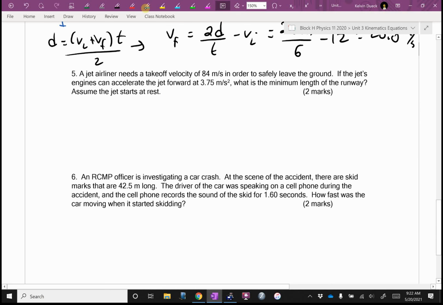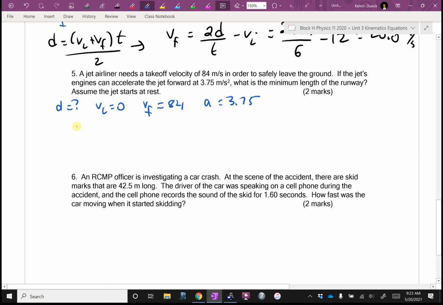Okay, they want the minimum length. I guess they want me to find d. We said we can assume the jet starts at rest, and it looks like VF is 84, A is 3.75. Do I need to make that acceleration negative? Are we speeding up or slowing down when the jet hits the gas? Okay, so a habit to always ask yourself is, do I need to add the negative in front of the A or not? In this case, no.